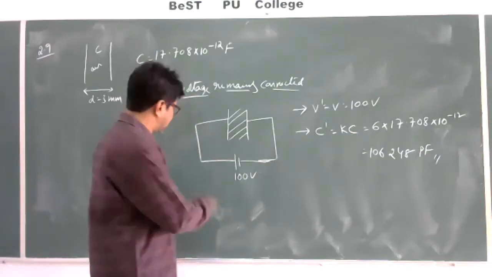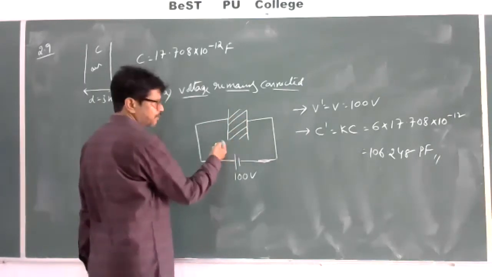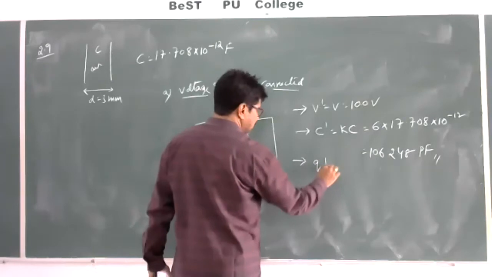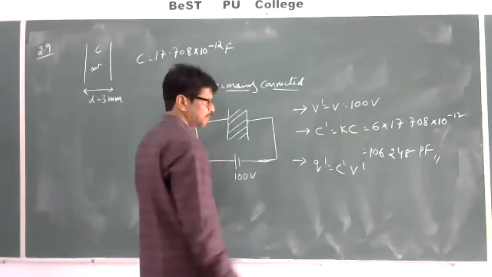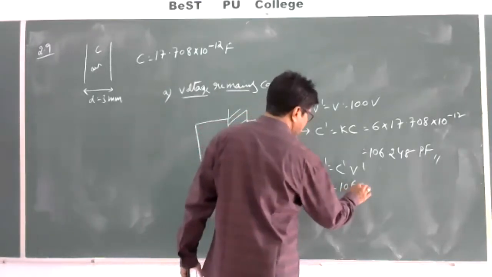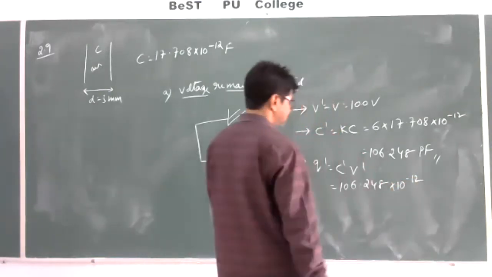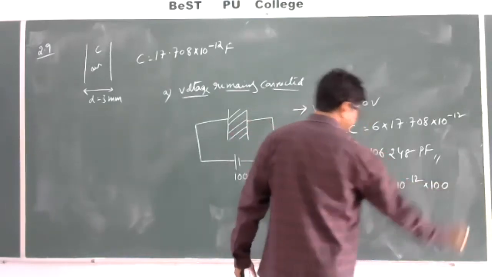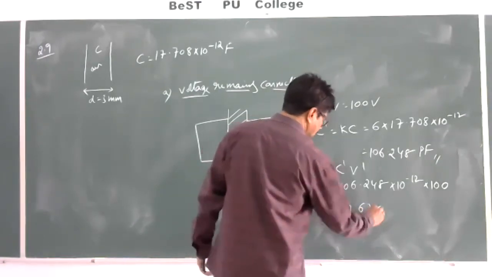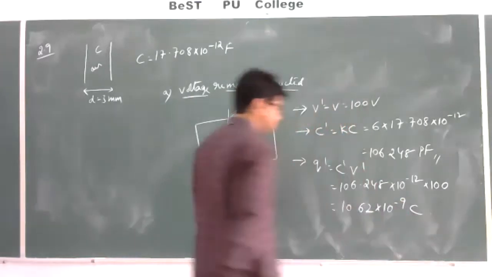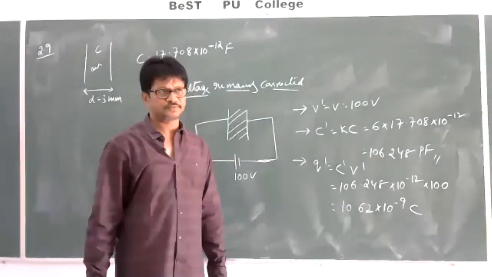What happens to the charge? Before inserting a dielectric, the charge is Q. After introducing a dielectric, the charge Q dash is equal to C dash V dash, where C dash is 106.248 into 10 to the power of minus 12, V dash is equal to 100, which is equal to 10.62 into 10 to the power of minus 9 coulomb.